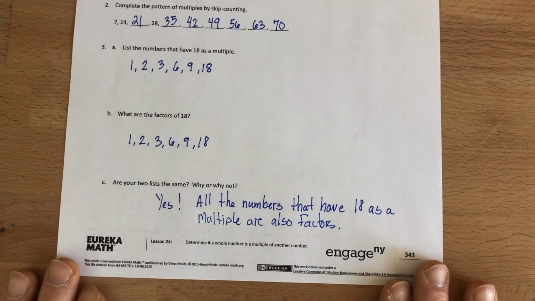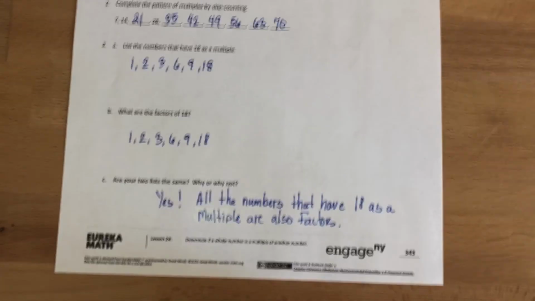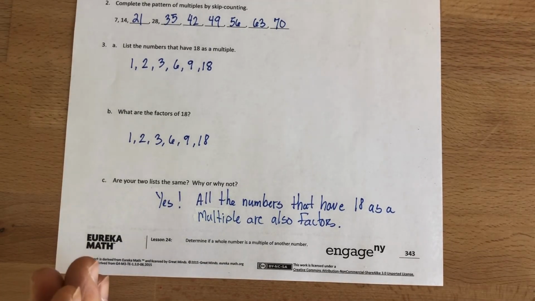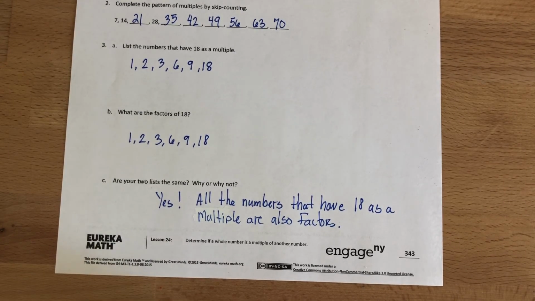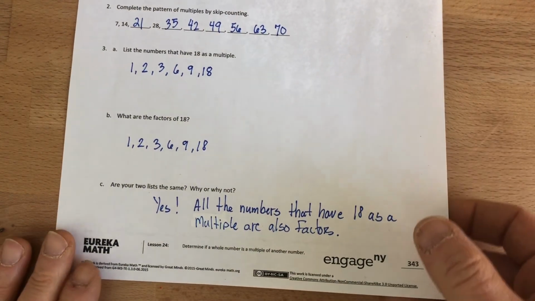And then down here, are your lists the same? Yes. All of the numbers that have 18 as a multiple are also factors, okay? So if I asked you, what are the multiples of 18? That's when I would count by 18. But if I'm listing the numbers that have 18 as a multiple, I have to be able to count by a number and land on 18, all right? So that was the exit ticket. Hopefully you had success, and hopefully we cleared up any confusion.